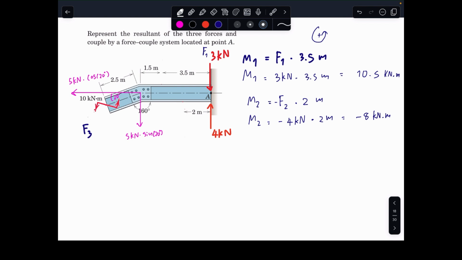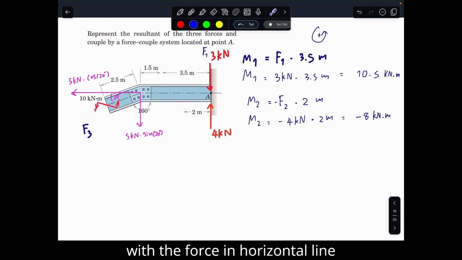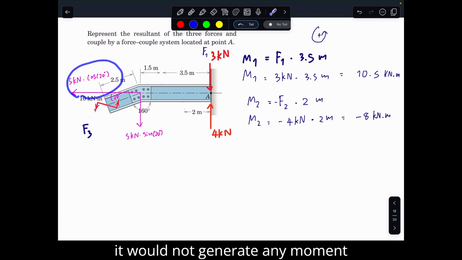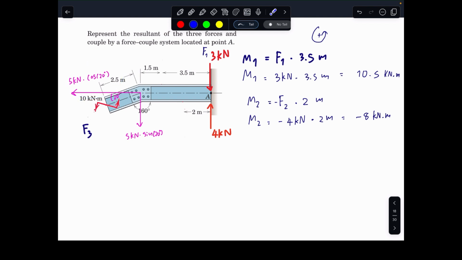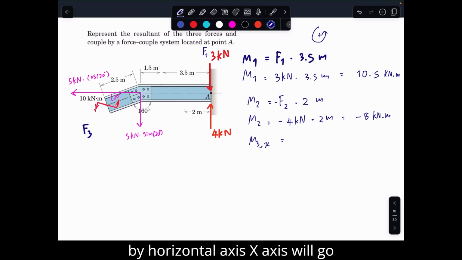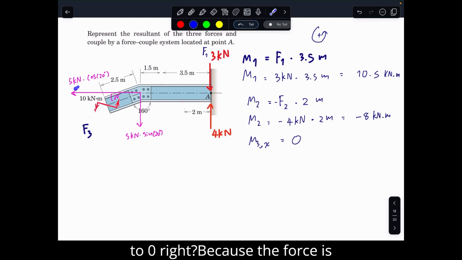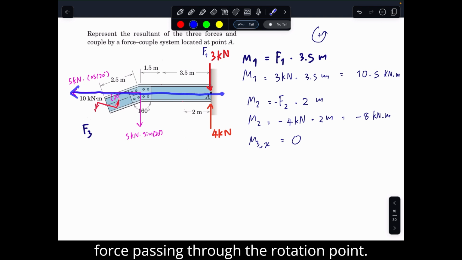Then now we look at F3 in both directions. The force F3 in the horizontal line would not generate any moment. So that means M3 by the horizontal x-axis will equal 0, right? Because the line of action of the force passes through the rotation point.